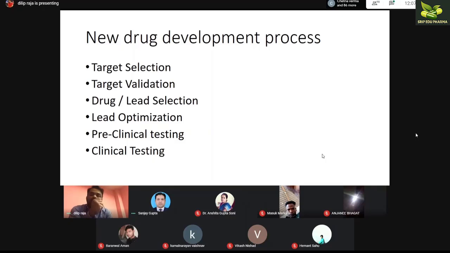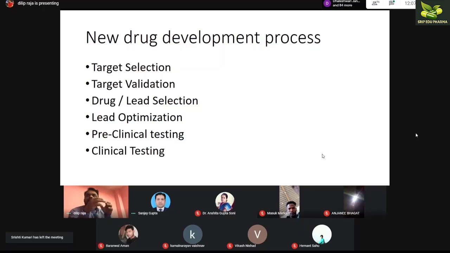So we will first select the target of the disease for which we have to develop a drug, and then we'll get to the next step of the drug development process, which is target validation. And then we'll get into the drug selection or the lead selection.